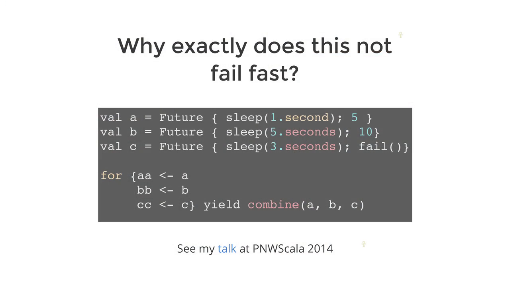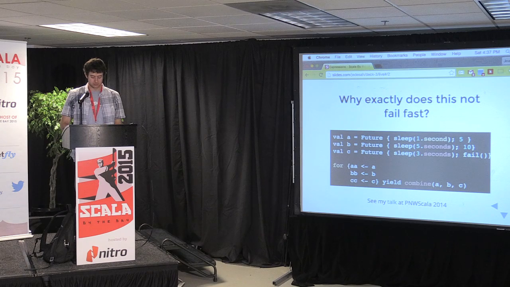So why exactly does this not fail fast? I will not go into the details of why that is. It has to do with monads and the way they're built. You can watch my talk at Pacific Northwest Scala 2014 in order to see that. And well, if we have time and if you guys have questions at the end, I have a few slides on it, but I'm going to skip it for now.